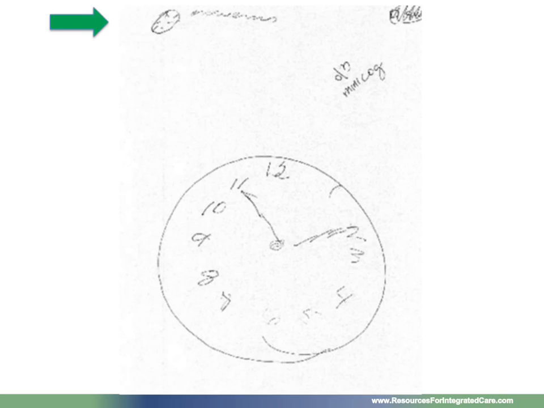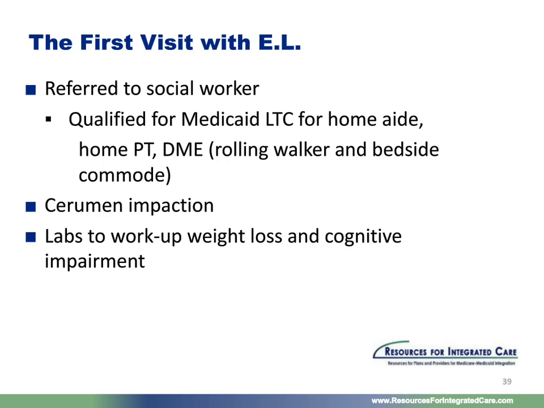Next slide. We also referred her in the first visit to social work, again using our team. She qualified for a long-term care program with Medicaid. She was able to get a home aide, physical therapy, and some durable medical equipment. In terms of her hearing loss, on exam she had quite a bit of cerumen bilaterally, so we worked over visits to remove some of the cerumen to help with the hearing, and also continued to work her up in terms of her weight loss and cognitive impairment.